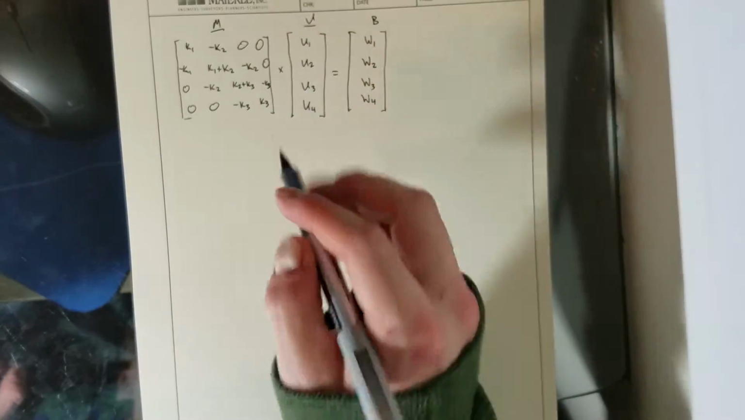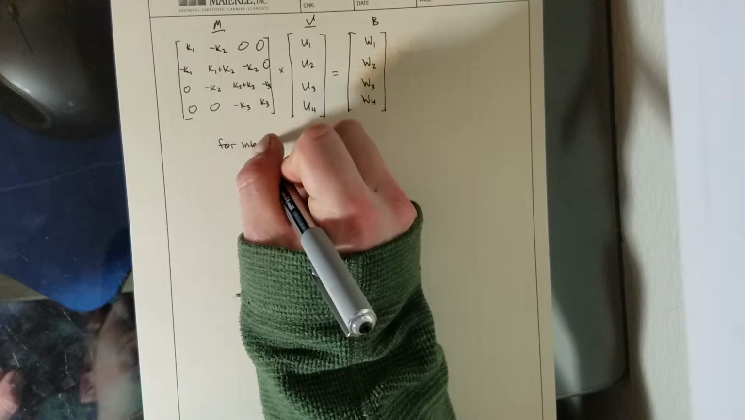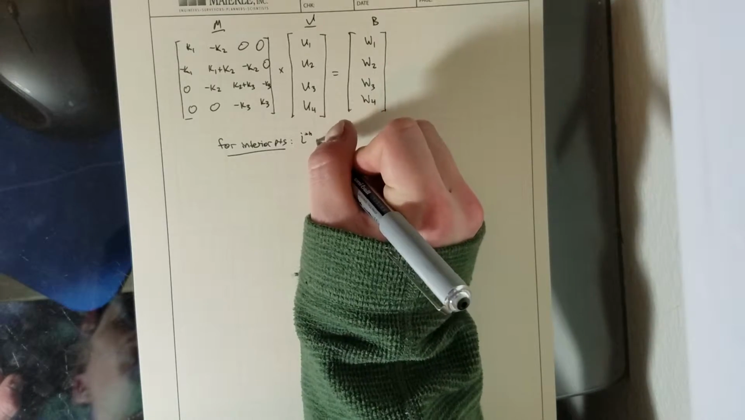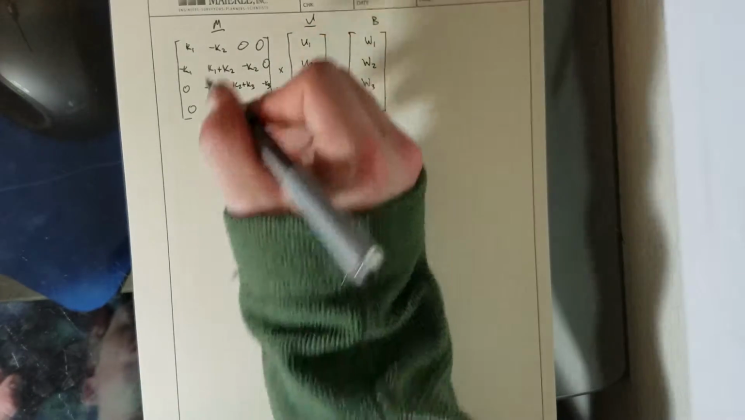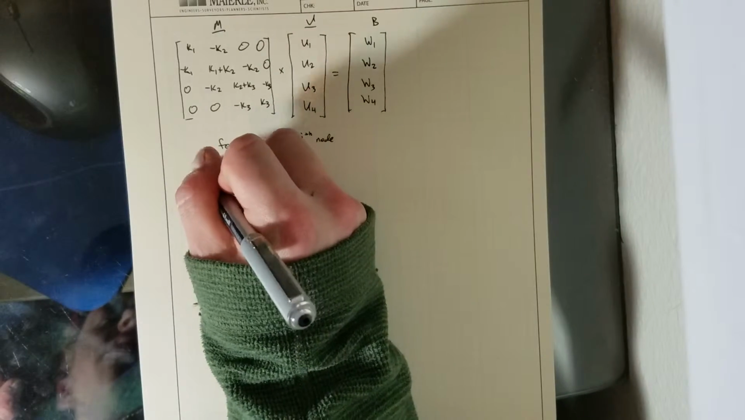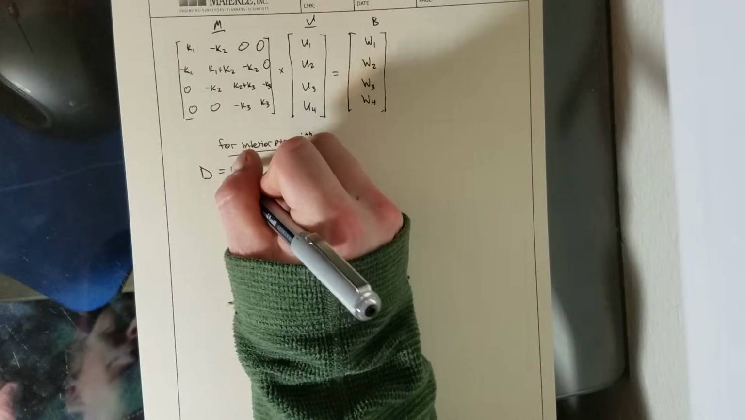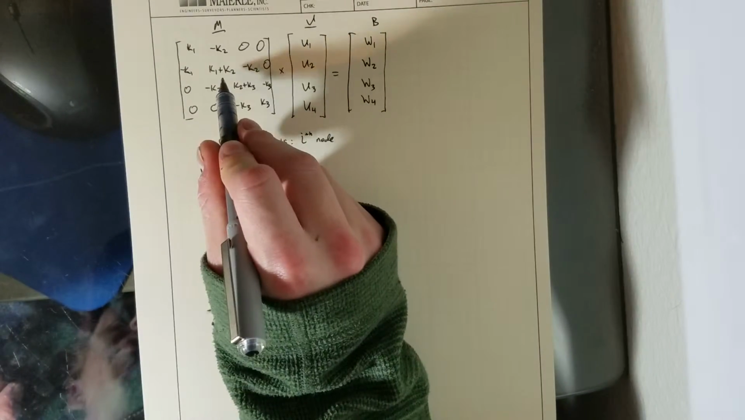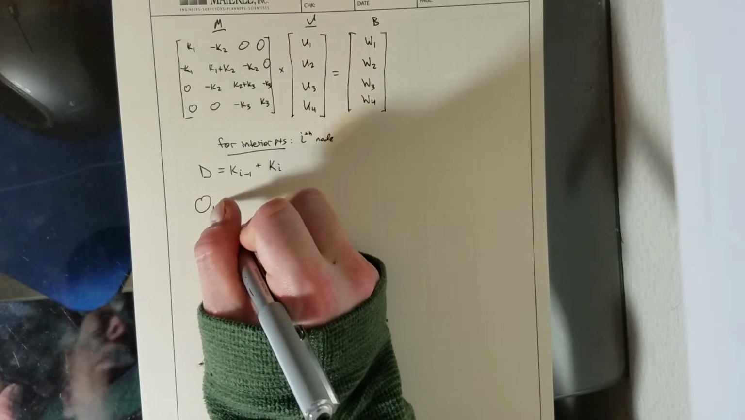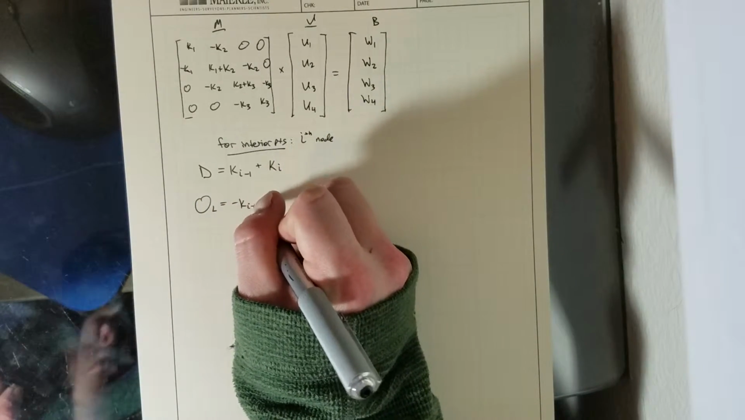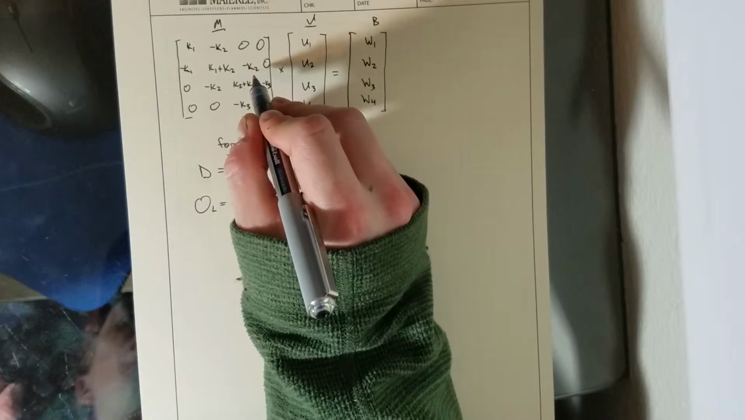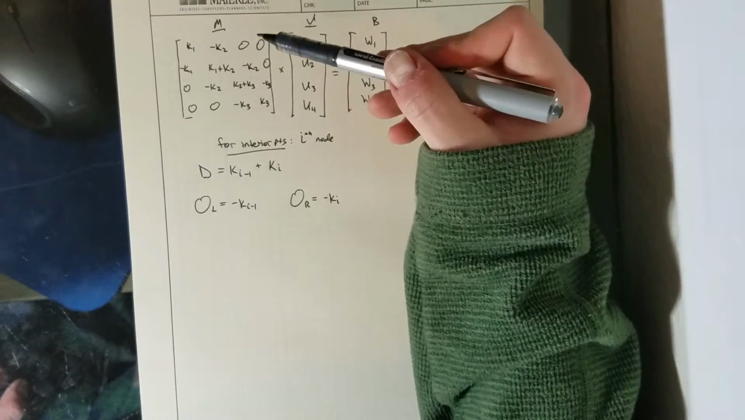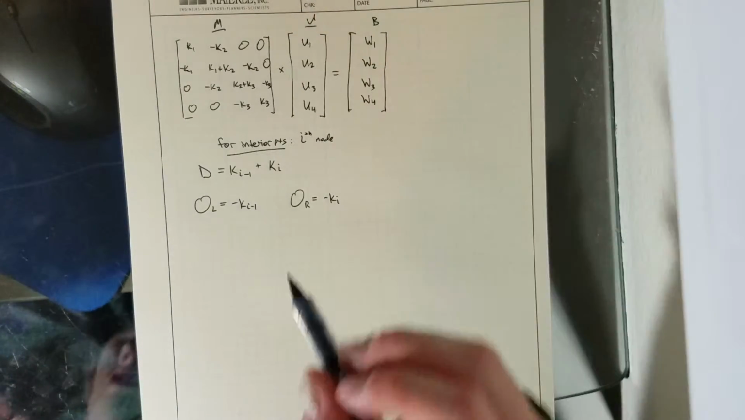So as we look at this, we see that for interior points at the ith node, along this diagonal going through the center of the matrix, this holds true. And then off the diagonal to the left, we see this. And off the diagonal to the right, this. And then we also see that it's unique for the first node and the last node.